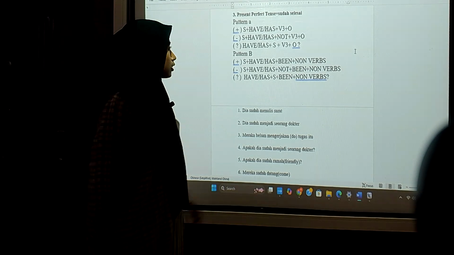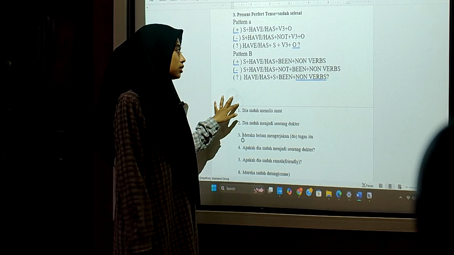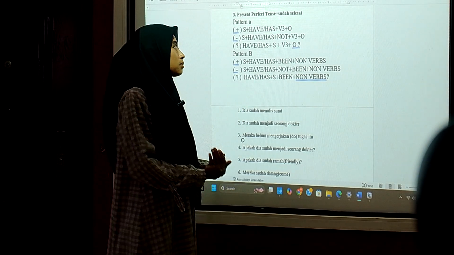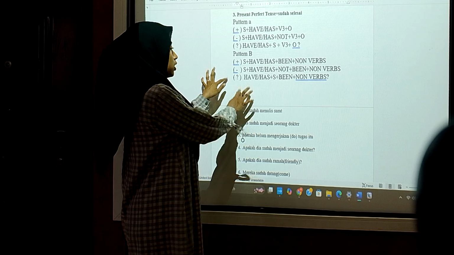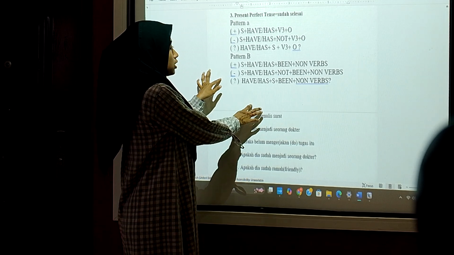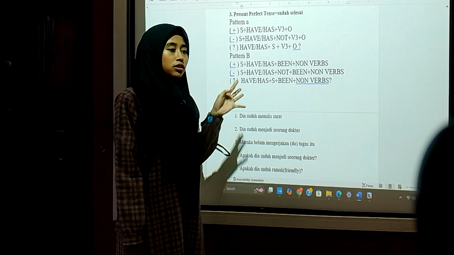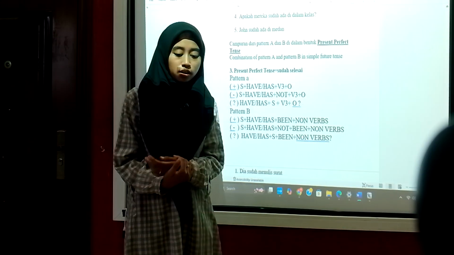Okay, let's go. Pb1. Okay, this one is about Pb1. So the first subject is about translation, still about present perfect tense. But here we talk about sudah selesai. So there is a definition here, sudah selesai.